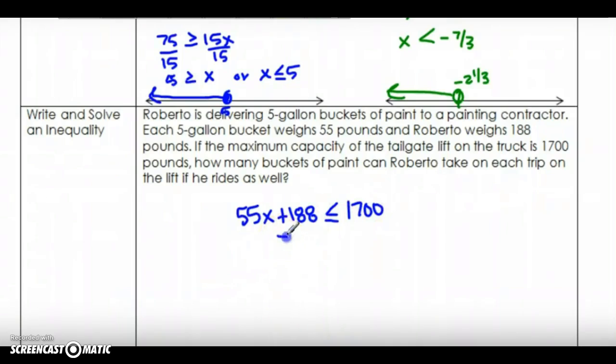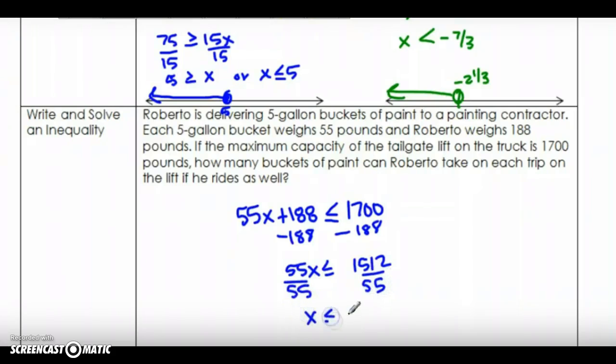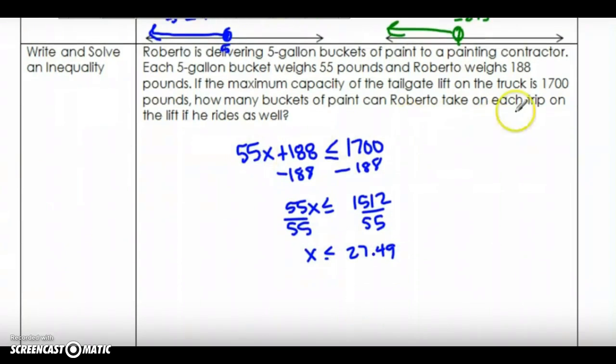And then we're going to solve. So minus 188, and 55x is less than or equal to 1,512. Divide by 55, and we get x is less than or equal to 27.49. So how many buckets maximum? How many buckets can you take on each trip? Well, not quite 28, so 27.